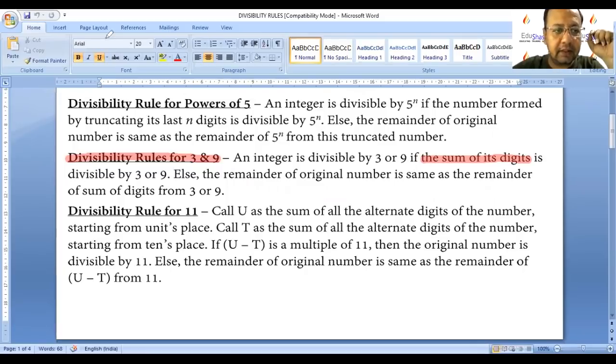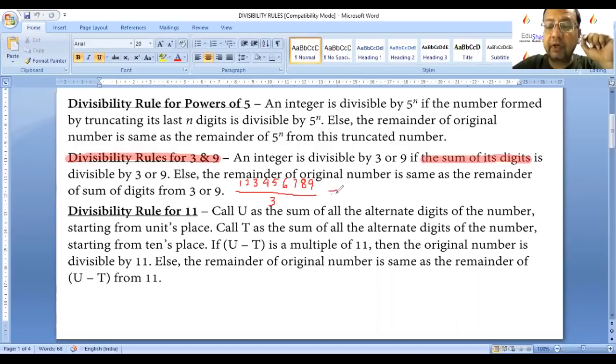So now consider an example. Suppose there is a number 123456789. Now I want to check whether this number is divisible by 3 or not.